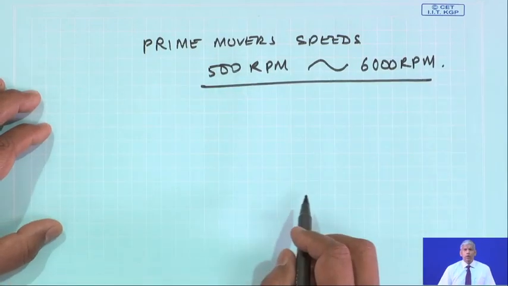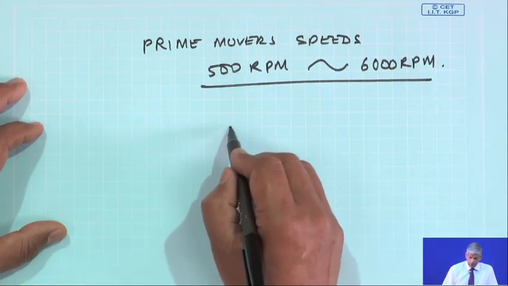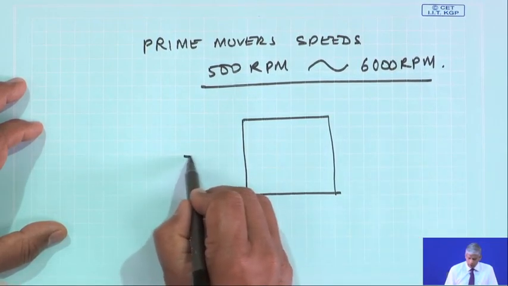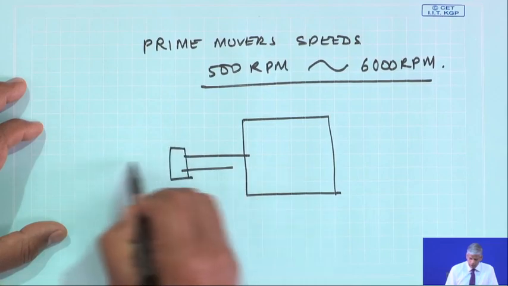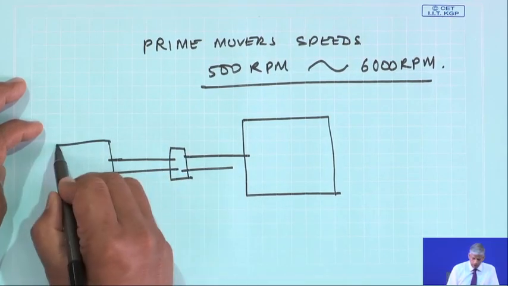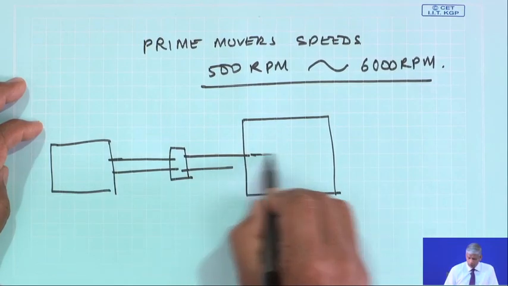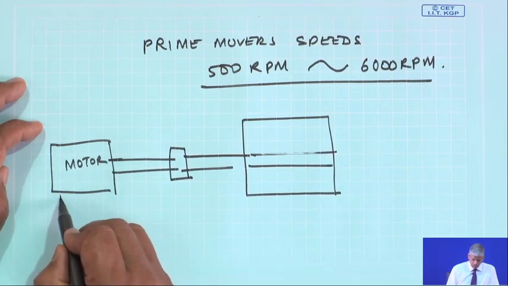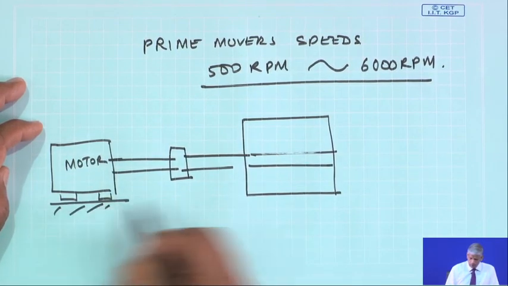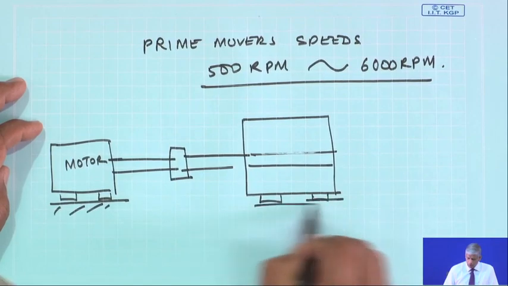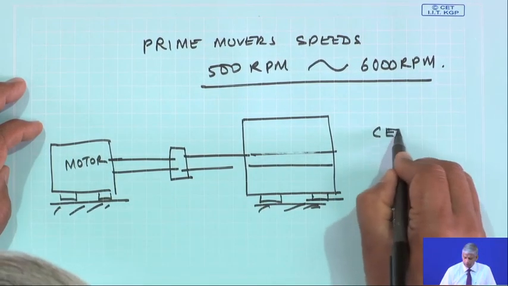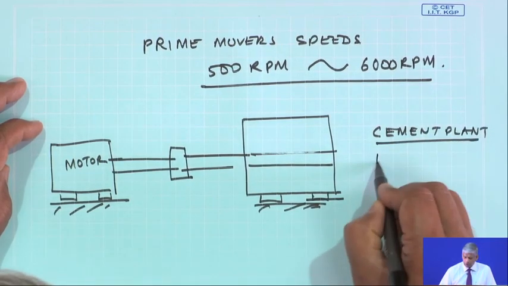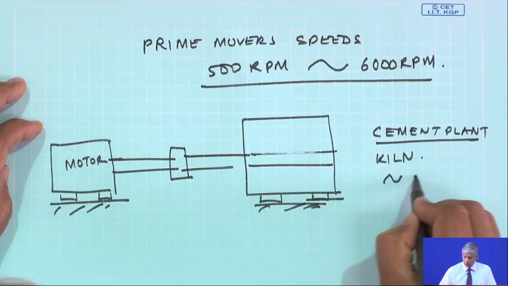Okay. This is what happens, but the mechanical units which are being moved by this prime mover may have a requirement of another speed. Like in the case of a cement plant, the kiln may rotate at only 3 rpm.